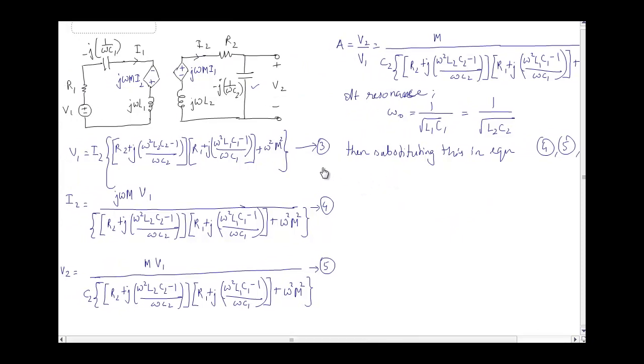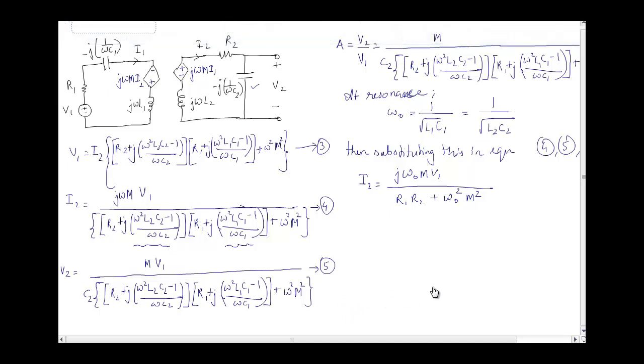If I put this here, as I told you previously, omega square L2 C2 minus 1 divided by omega C2, when we substitute this value of omega, that is omega naught square, you can see that this will turn out to be 1 minus 1 divided by omega naught C2, and that will turn out to be 0. So we will use the same concept, that this becomes 0 at resonance. Based on that, our I2 becomes j omega naught M V1 divided by, here this imaginary portion goes 0, this also goes 0, so we only have R1 into R2 plus omega naught square M square. So this is what is going to be my I2.